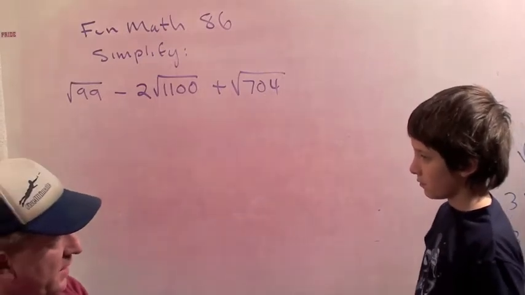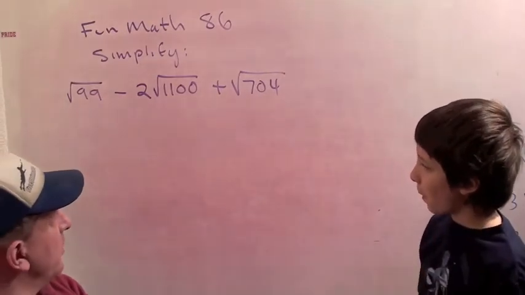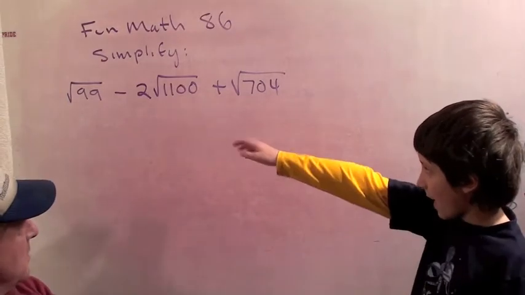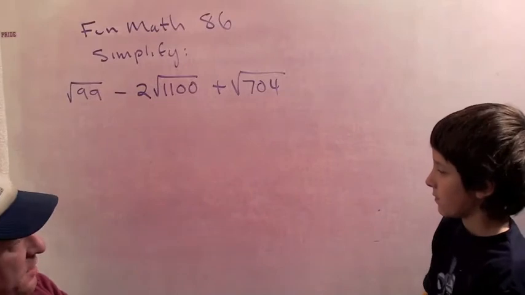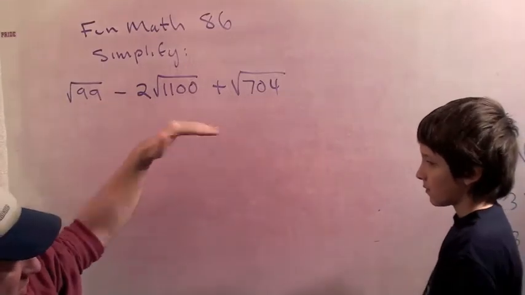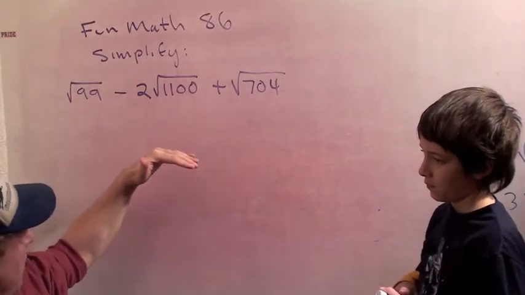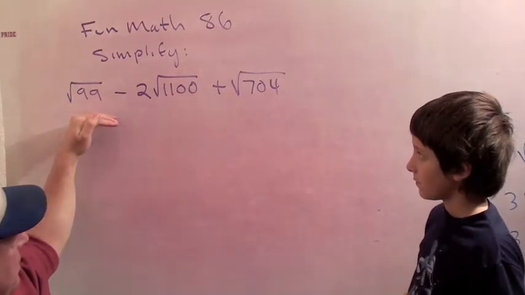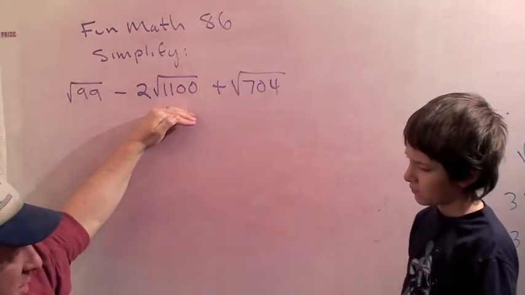But even before that, if we're going to figure out what number this is, what would be a good thing to do? We could estimate what this is. Yeah, let's estimate first, so that when we get a final answer, we can see if it's right or not. Square root of 99 is about? 10. Square root of 1,100 is about?